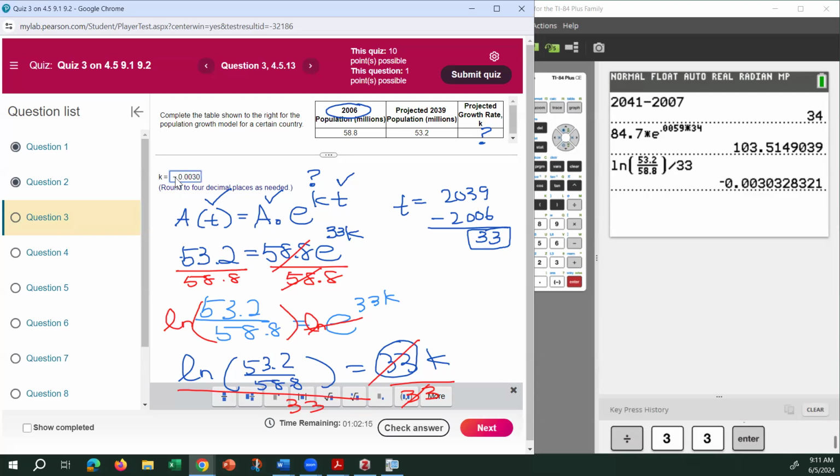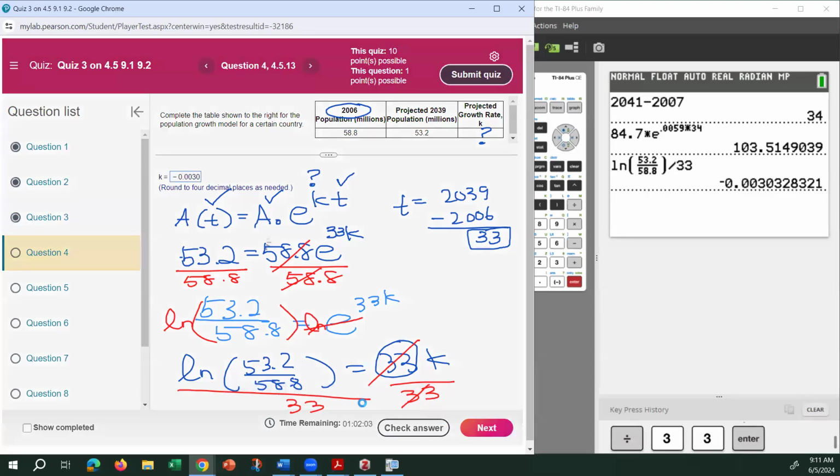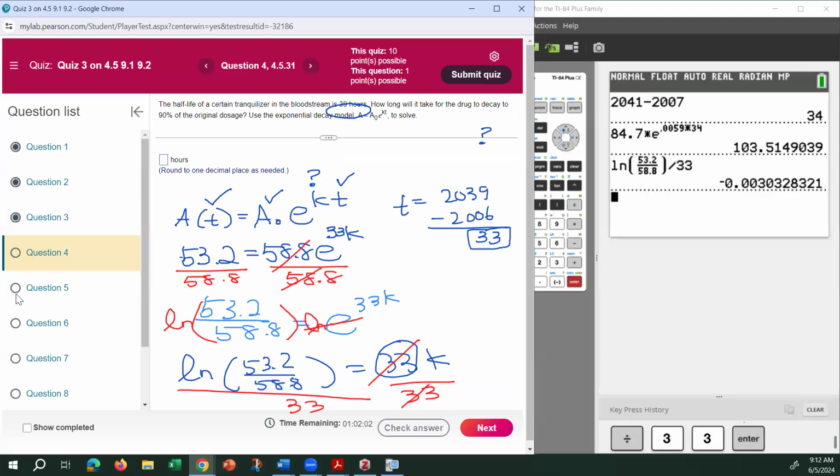Oops, 30. It's negative because the projected population in 2039 has fallen from 2006. Okay, let's go to the next one.